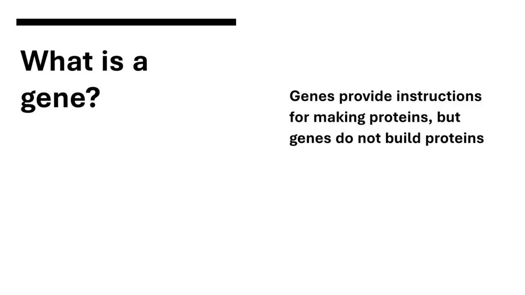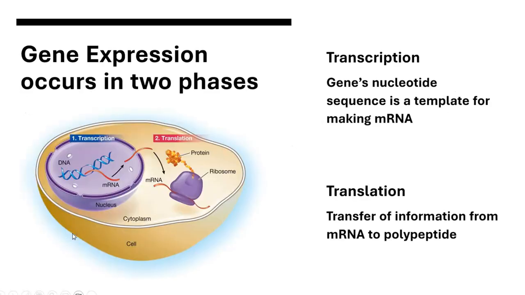So the genes provide the instructions on how to make the protein, but they don't actually do the construction of the protein. They don't assemble the protein at all. They simply are the instructions. So it's just an instruction manual on how to make that protein. You need builders to actually make the protein. So we're going to talk about the two parts that are required for the actual production of a protein.